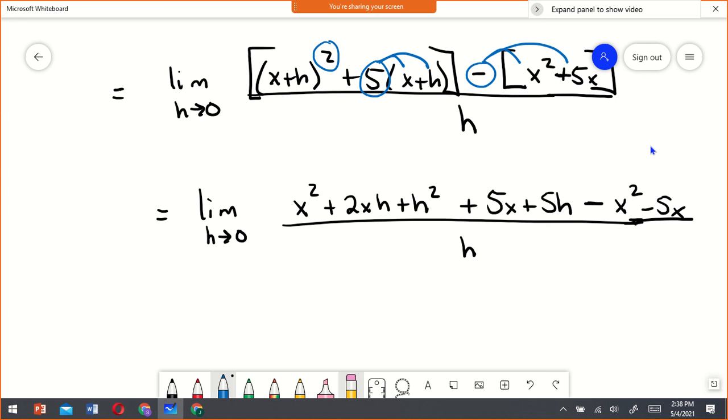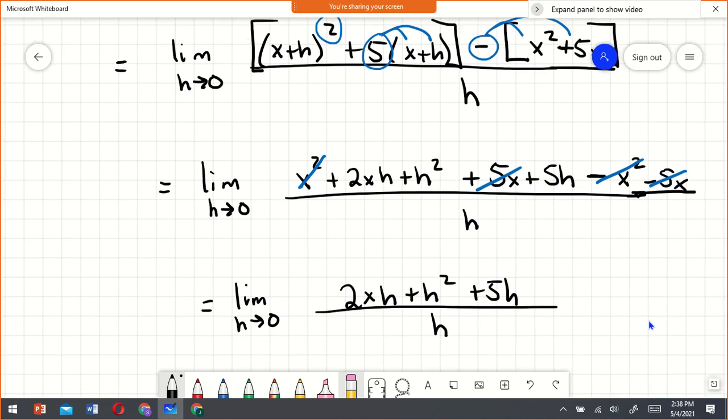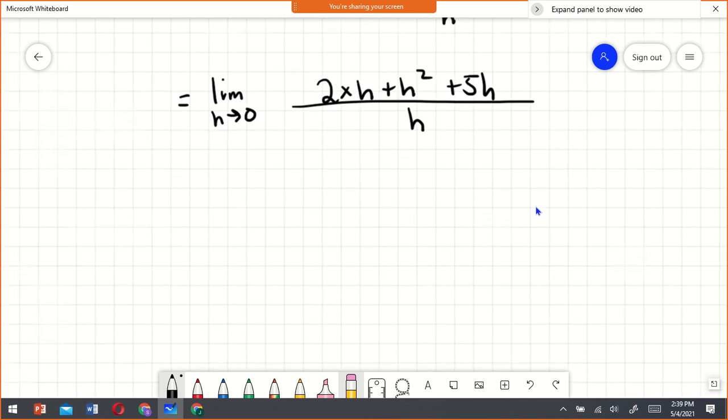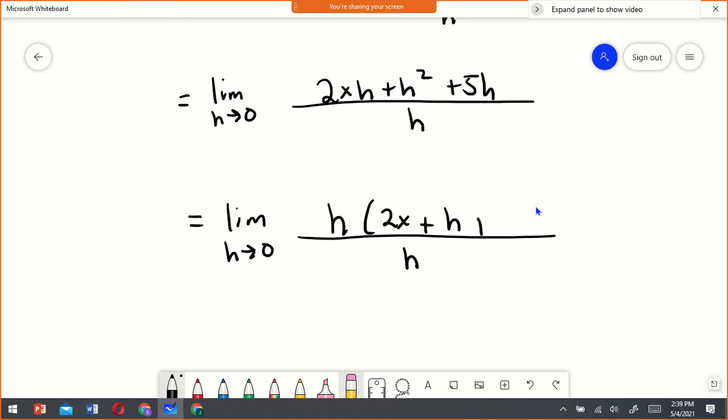Time to cancel where we can. I have a positive x squared minus x squared, a positive 5x minus 5x, and then everything else that's left, none of those terms can be combined. They're not like terms. So we've got 2xh plus h squared plus 5h. So same type of steps: distribute where you can, get things combined so it simplifies down a little bit. Then take out whatever's the common factor. As you get a little more practice, you might not write this step out, but it's definitely a good idea to help ensure less mistakes are made.